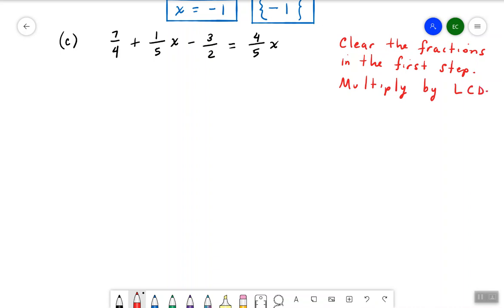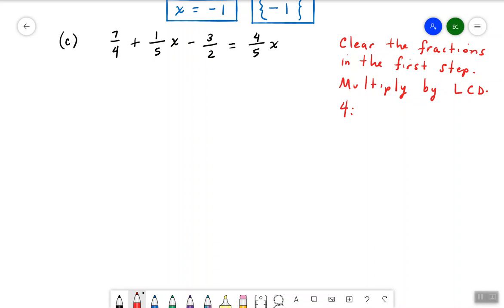And so we need the least common denominator of 4, 5, and 2. Remember, least common denominator is the least common multiple of the denominators. So let's just show a little extra work here, and if you already know the answer, bear with me here.